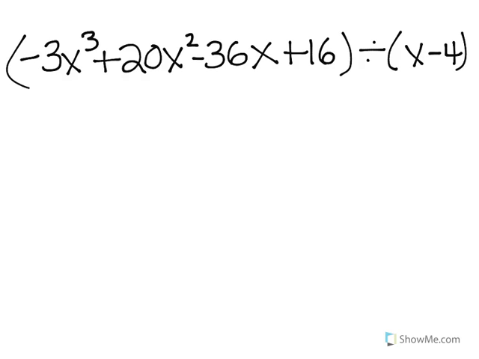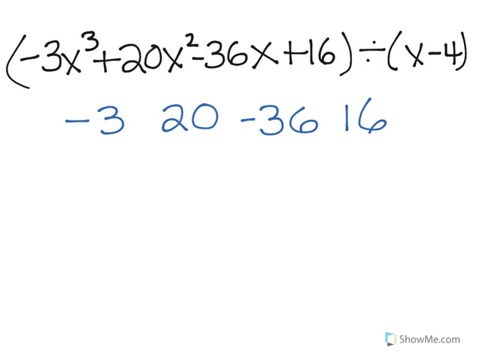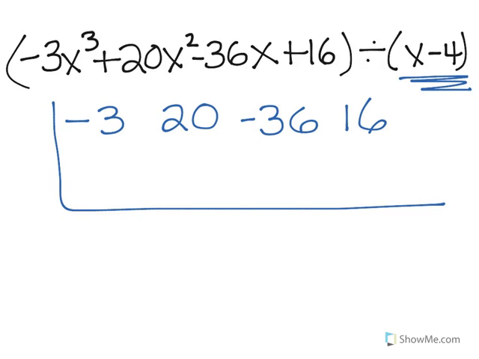Alright, so we have 3 more examples. First step, write all my coefficients out. Negative 3, 20, negative 36, 16. And since it's x minus 4, I'm going to have a positive 4 out here. Alright, here we go. Drop down to negative 3, that's always our first move.